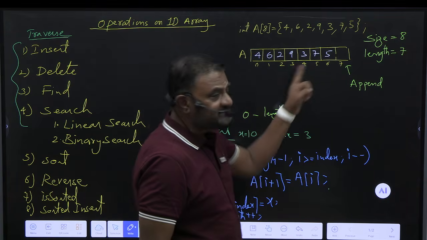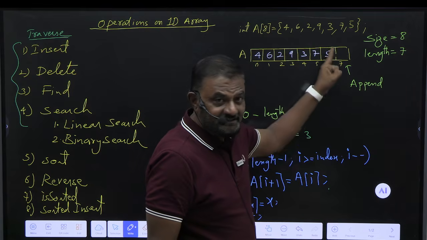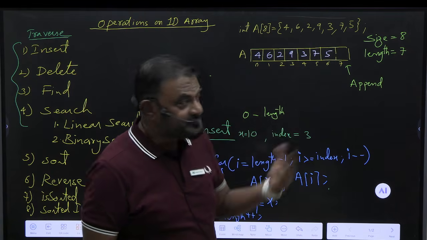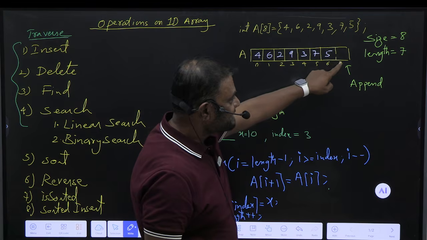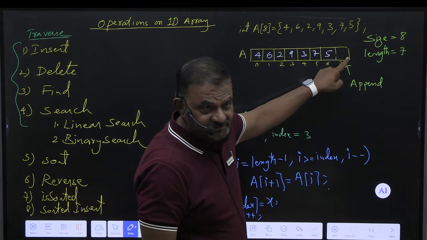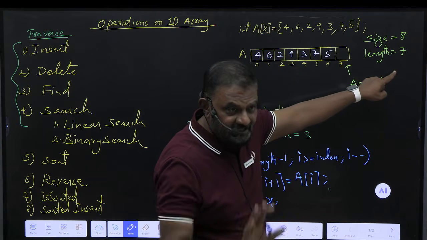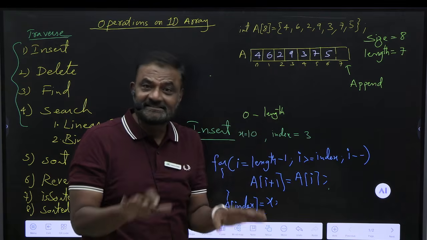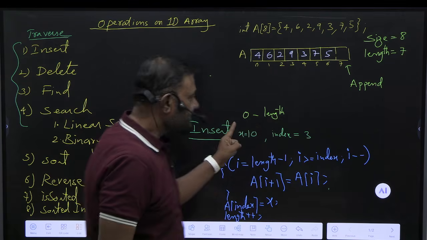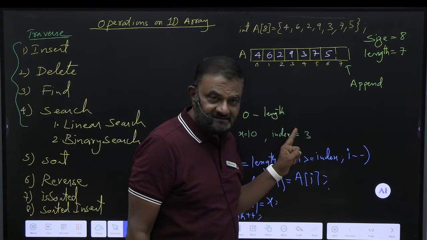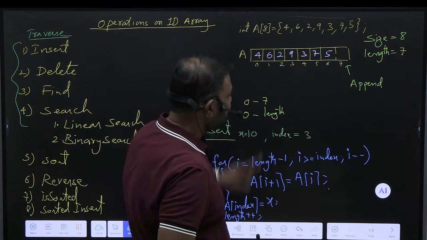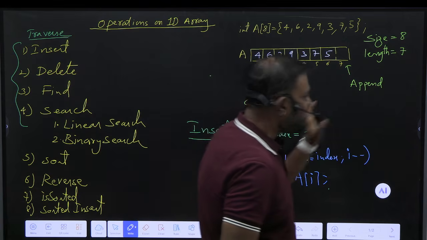If you want to insert a new element at this place, then this operation is called append. At which place am I inserting? At the last place, that is 7. So what is that 7? That is equal to length right now. So what are the valid indexes at which I can insert an element? From 0 to length, 7. I can insert at any place from 0 to 7. If I am inserting at this place, it is called append.